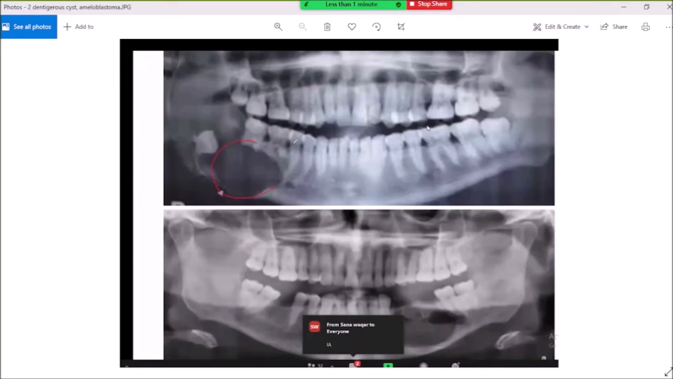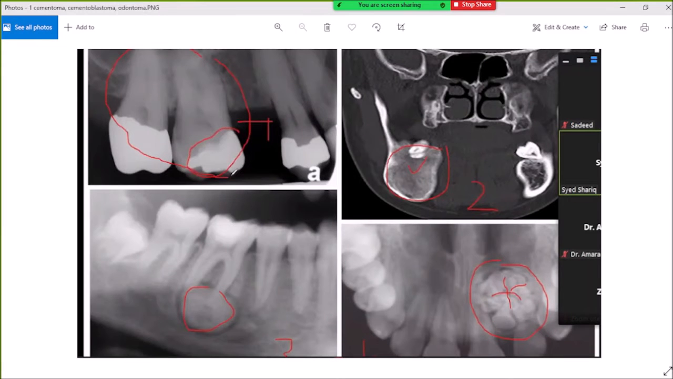Dentigerous cyst, ameloblastoma. Ameloblastoma extends to soft tissue.